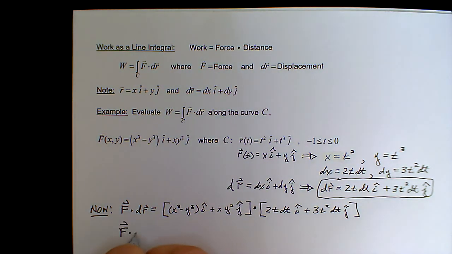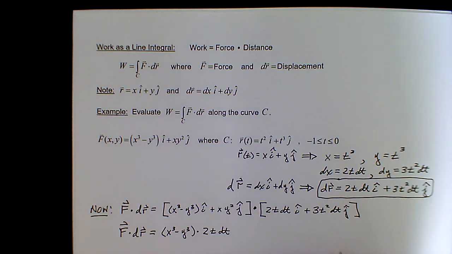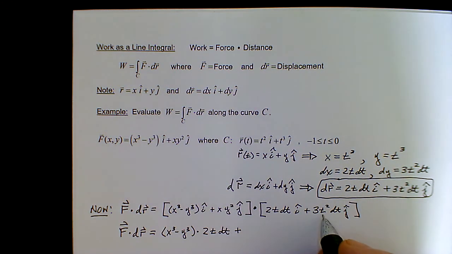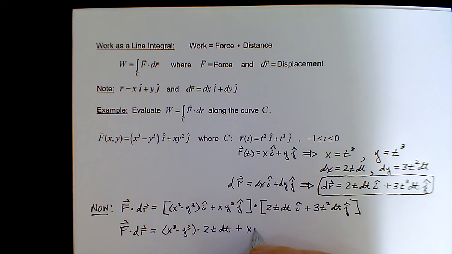Okay, so recall dot products. i dot i is 1, j dot j is 1, i dot j is 0, j dot i is 0. So you're just multiplying the i's together, basically. So you get x cubed minus y cubed times 2t dt, and then plus the j's multiplied together, xy squared times 3t squared dt.